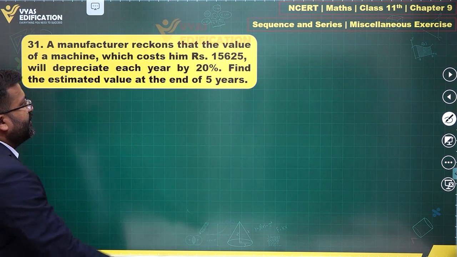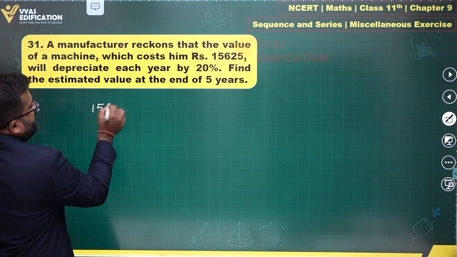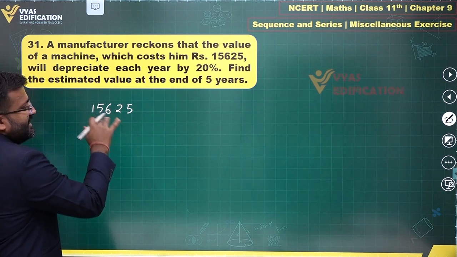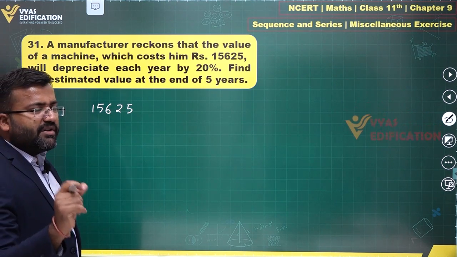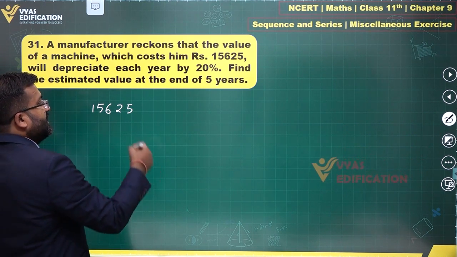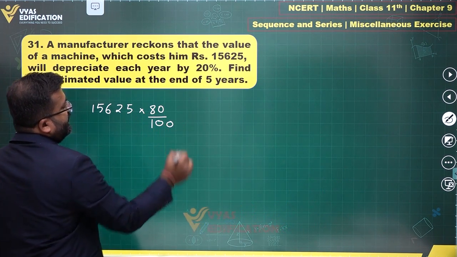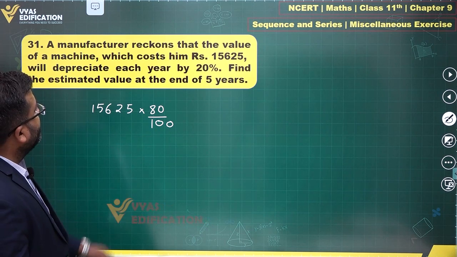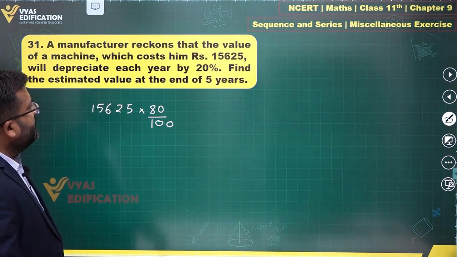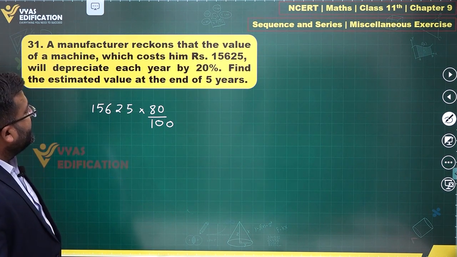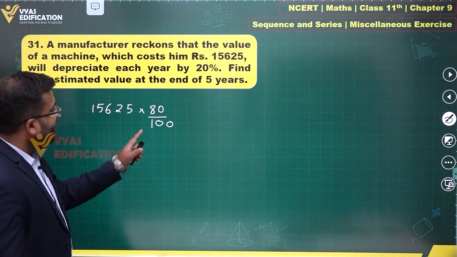So the remaining value, basically, if 15,625 is the initial price, at the end of 1 year 20% will be depreciated. So the remaining value will be 80%. 80% is 80 upon 100, right? At the end of 1 year, this will be the value. It's similar to the discount concept that we have. Find the estimated value at the end of 5 years. At the end of 1 year this happens.